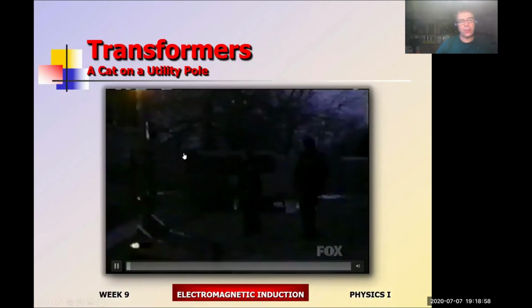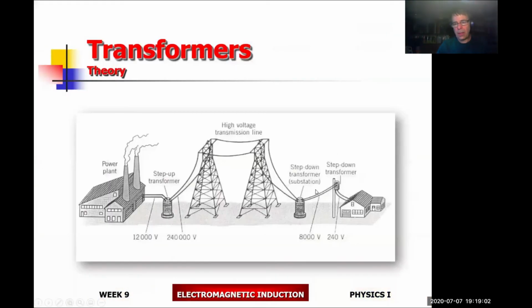All right, so notice that you've got a utility pole here. So usually you may have transformers.